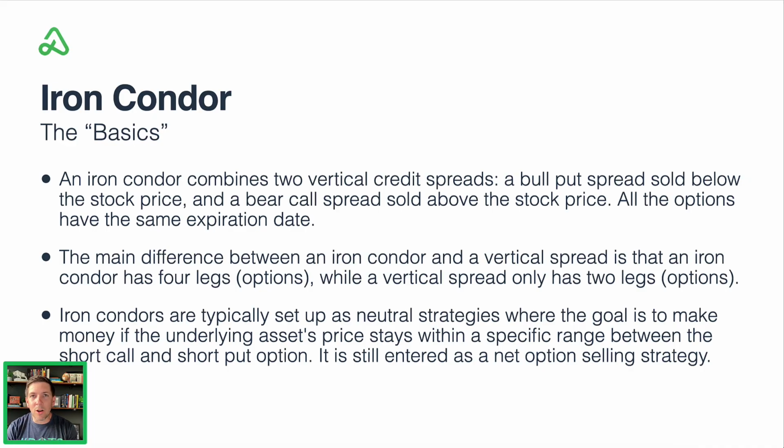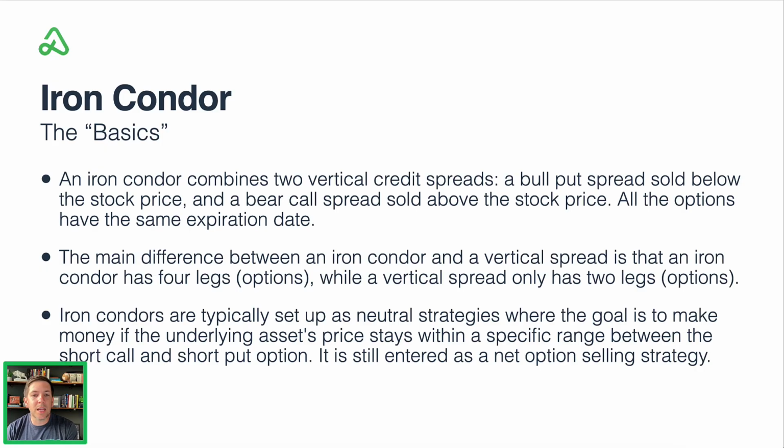And when you combine all of these different option contracts, you get this payoff diagram that's a pretty neutral looking payoff diagram. So the main difference between an Iron Condor and a vertical spread is that an Iron Condor has four legs. You've got to have four contracts, two puts, two calls, while a vertical spread only has two legs. Again, I'll go through this here in a second with some examples, but that's kind of the main difference.